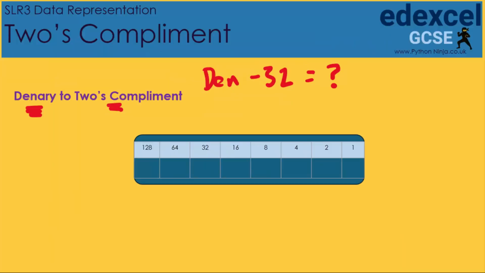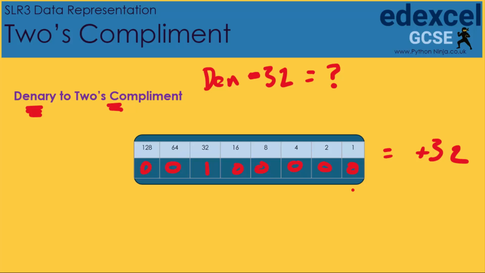Good luck. Well, step 1 is to generate a binary number for plus 32. I made a mistake already. Okay, not too hard. So that is plus 32, but we want to work out what minus 32 is. So how do we do that? Well, we use 2's complement, and the first step is to flip everything.